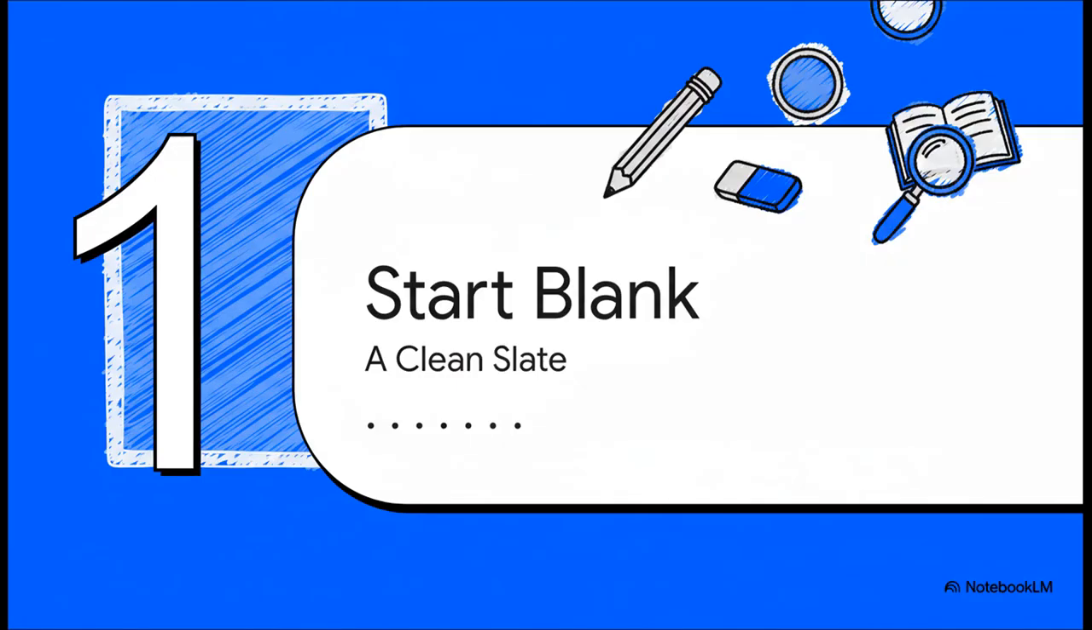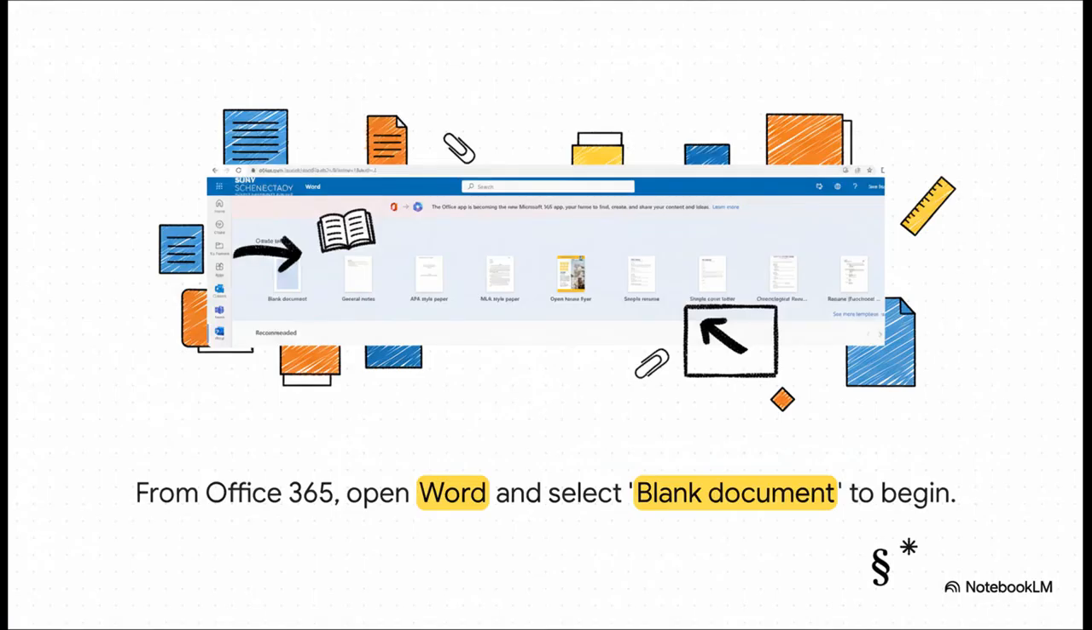Okay, first things first. Every great paper needs a clean slate. So let's jump into Office 365, open a fresh document, and build our formatting from the ground up. So, once you're logged into Office 365, just find Word. You'll probably see a Create New section. The very first option is exactly what we need, blank document. Go ahead and click that.